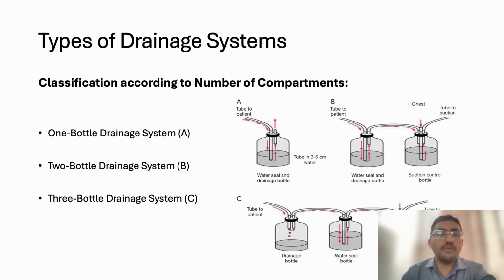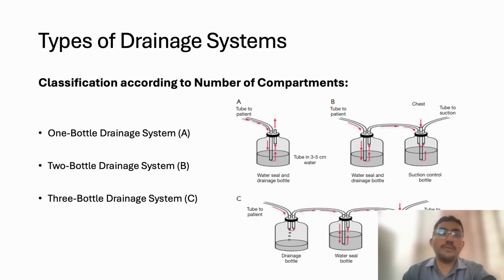So today we will be focusing on the types of drainage systems and how they work. So the most common classification is according to the number of compartments, which include a one bottle drainage system, which is the most primitive type, then two bottle drainage systems, and three bottle drainage systems.